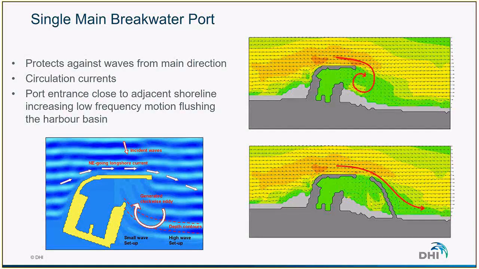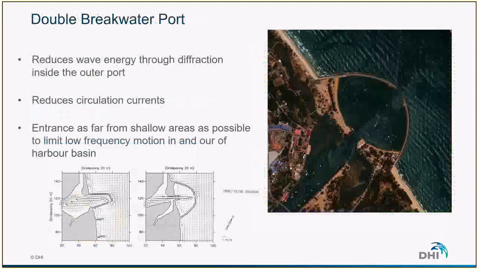Usually, this type of structure and this shape of harbor is generating a lot of circulation around the structures. So, as illustrated on the upper current field that results from a numerical model, we can see that there is a large eddy that is generated close to the entrance.